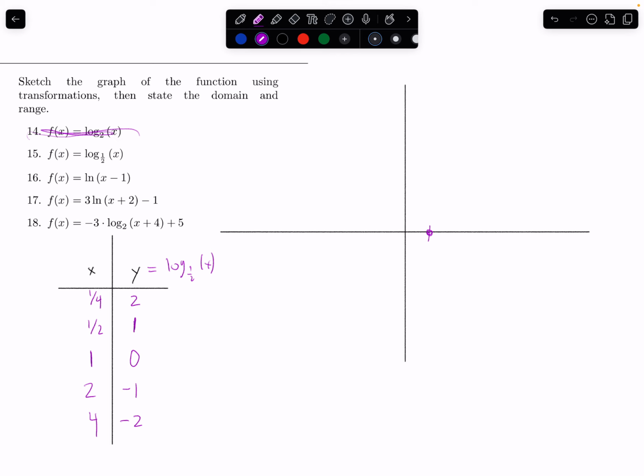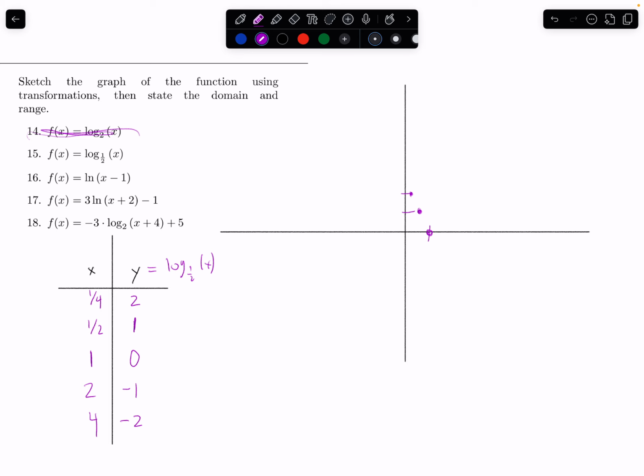Let's draw these out. So you notice what I was saying earlier, right? When y is equal to 1, you're exactly at whatever your base is. And in this case, the base is 1/2. So at y equal to 1, you're at 1/2. So right here. Okay, at y equal to 2, you're at 1/4. So you're right here.